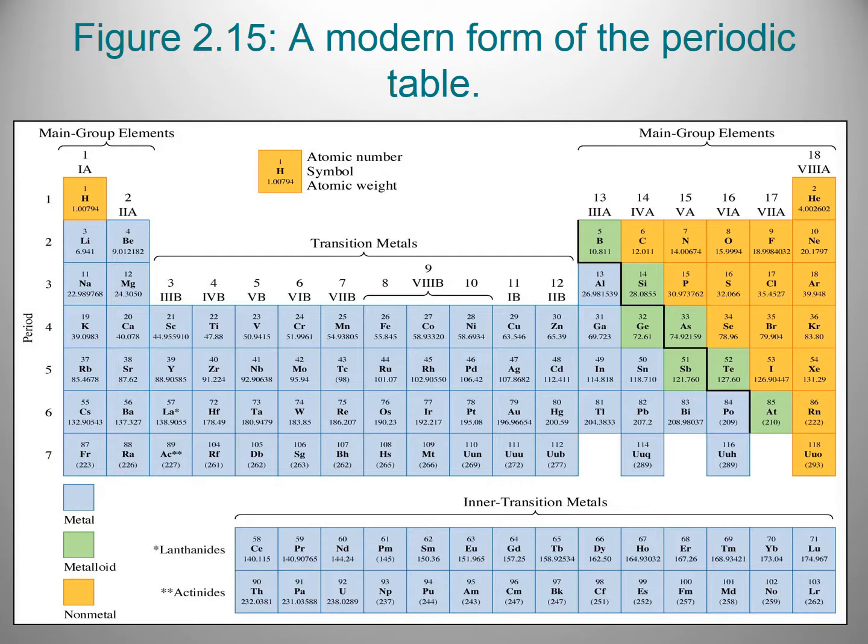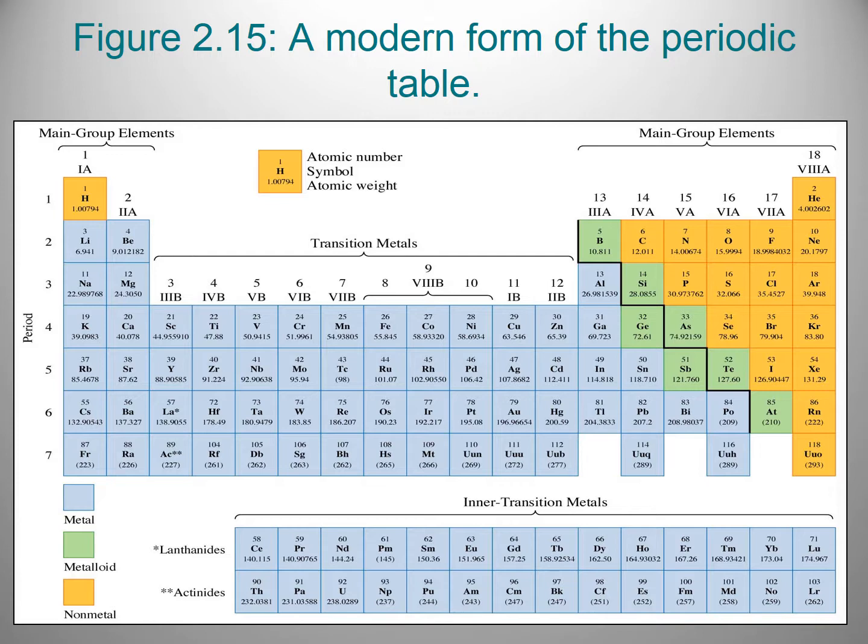Okay, so if we look at a modern periodic table, we can see that there are periods that go across: period one, period two, period three, etc., down to 7. We also have groups or families that are columns, up and down columns of elements. So we have our main group elements.